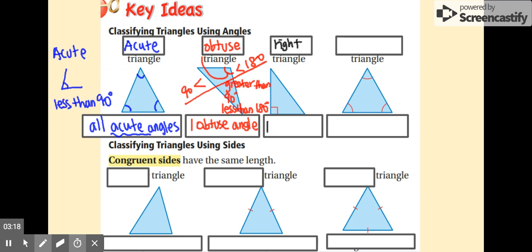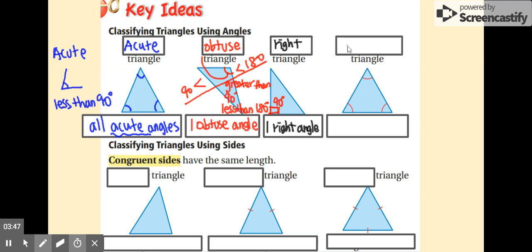A right triangle has one right angle. How many little red squares are here? We have one little square, meaning 90 degrees here. And I really need you to think about whether it's possible to have two 90 degree angles in one triangle. I need you to think about it.